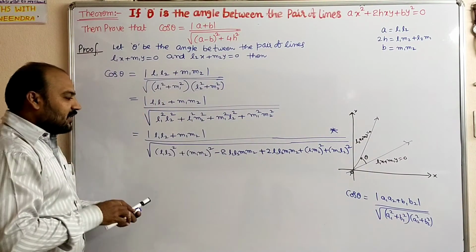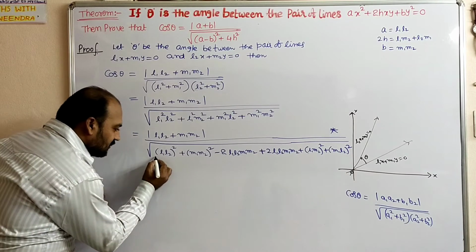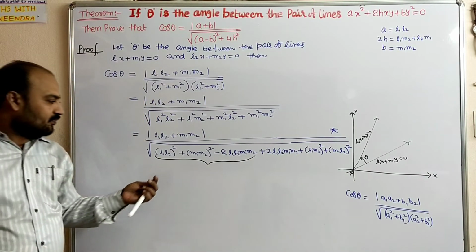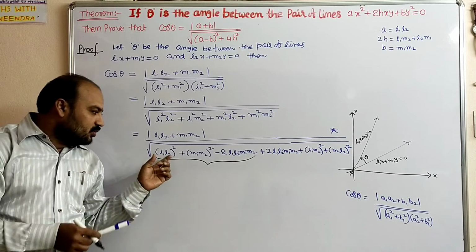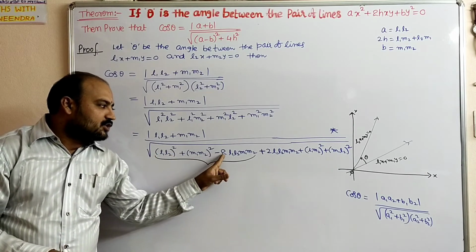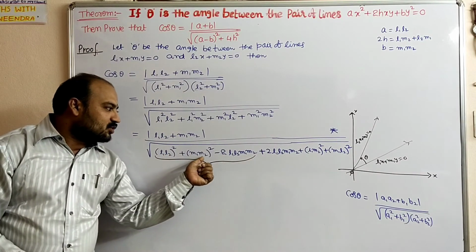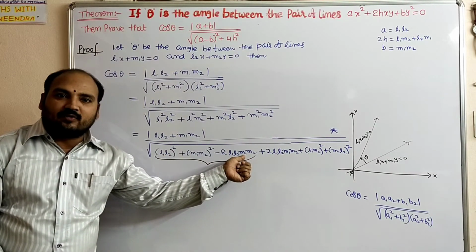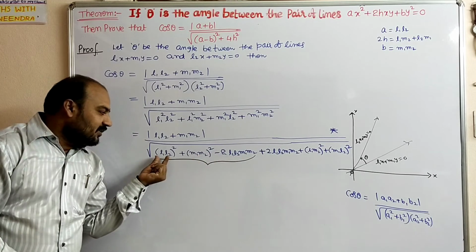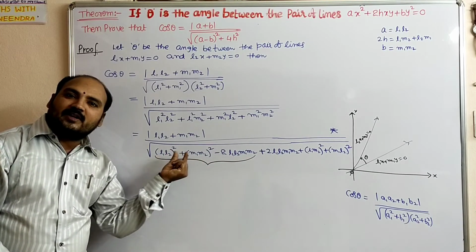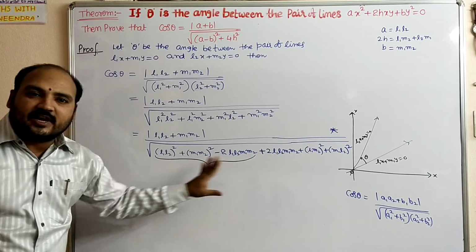By observing that, the first three terms are the expansion of L1 L2 whole square plus M1 M2 whole square minus 2 L1 L2 M1 M2. a square plus b square minus 2ab, so can we write a minus b whole square? In place of a is L1 L2, in place of b is M1 M2. So L1 L2 minus M1 M2 whole square, we can write for the first three terms.